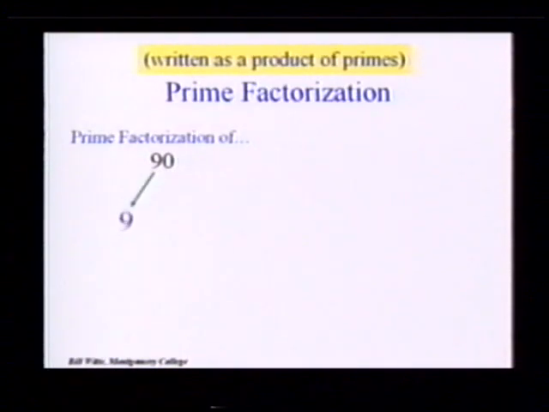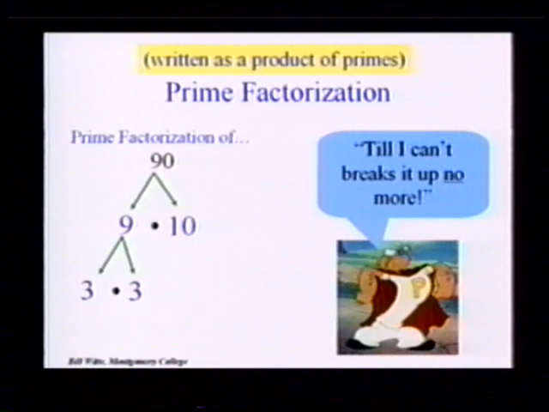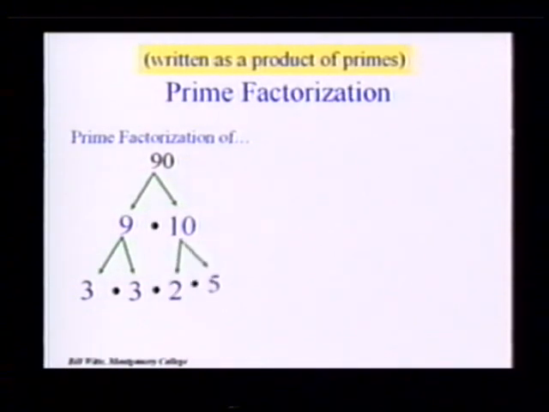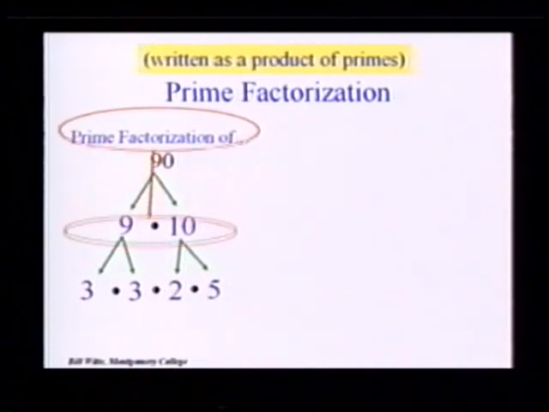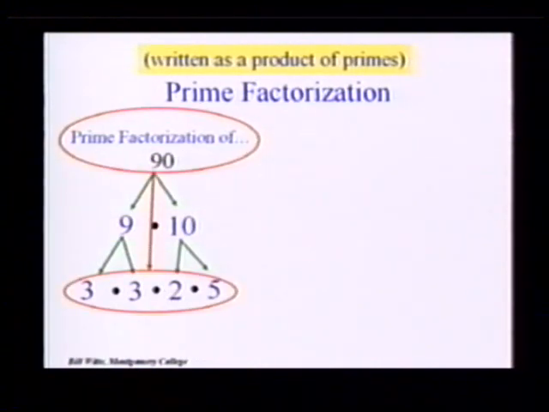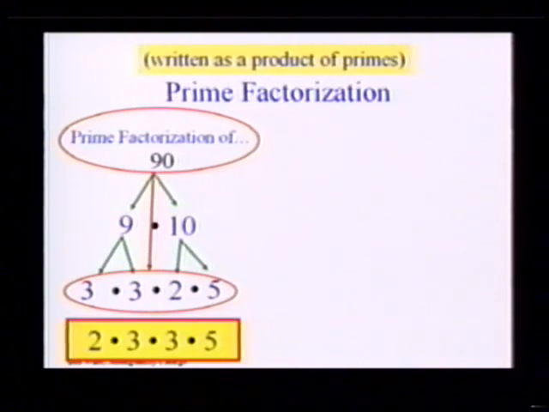Break it up into 9 and 10. How about that? Now 9 I can break up into 3 and 3, and they're dead ends. They're prime. 10, he can break up further: 2 and 5. Now we're going to put them in order. Perfect. And that's the prime factorization: 2 times 3 times 3 times 5.